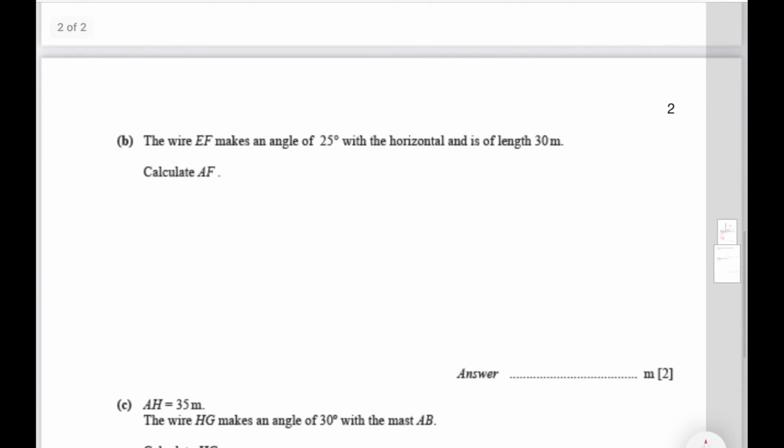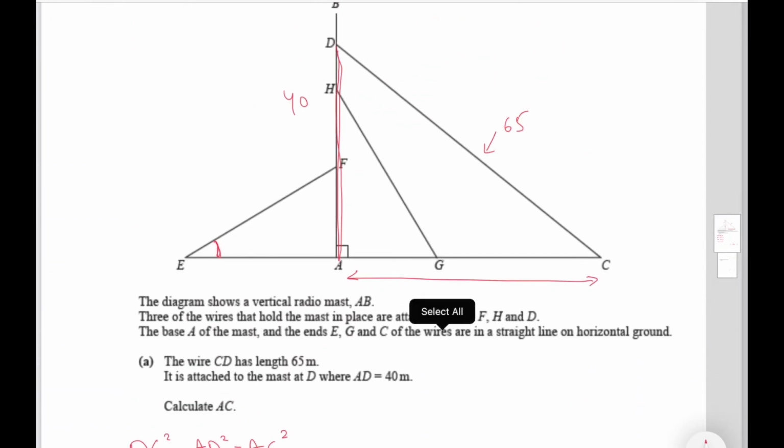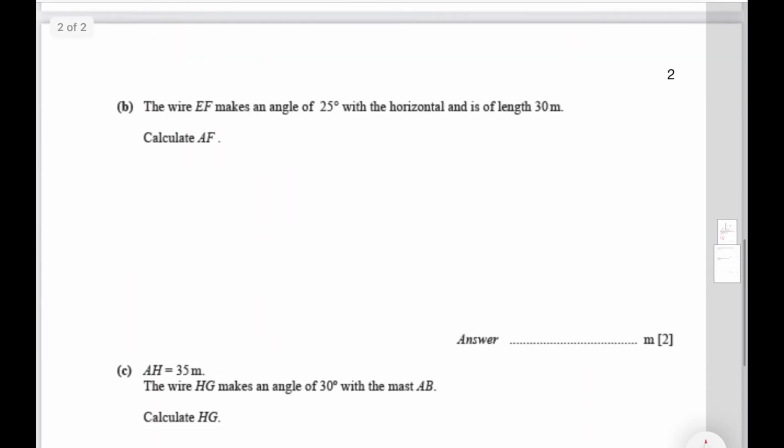The next part says the wire EF makes an angle of 25 degrees with the horizontal and is of length 30 meters. Calculate AF. So they're saying that this line over here makes 25 degrees angle with the horizontal line and EF is 30 meters. They're asking us to find this length over here. So this is the opposite over the hypotenuse, which gives us the sine rule. So sine 25 should be equal to the opposite, which is AF, over the hypotenuse, which is EF. In this case, this is 30 meters.